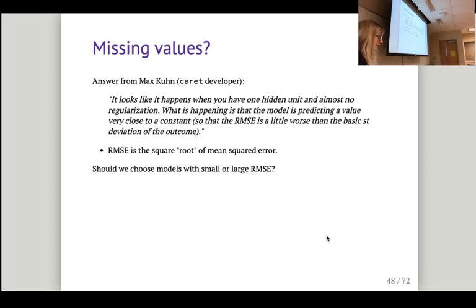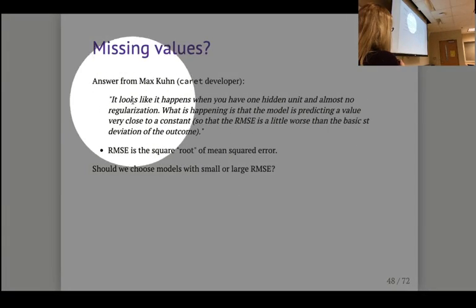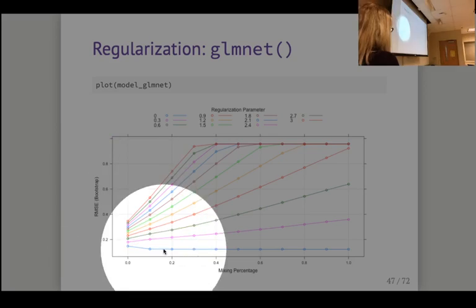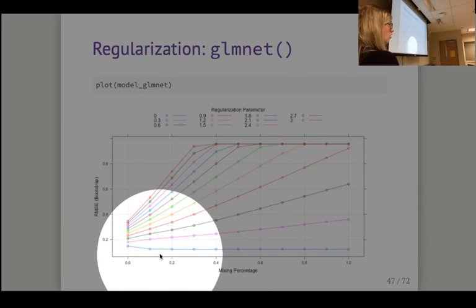Those NAs, I did a little bit of digging because those happened fairly frequently for me. And this is the response that came directly from the caret developer. So what's happening here is you have one hidden unit in the model, so one variable in there. What was that? I'll have to look back and see what that was. But almost no regularization. So almost no regularization, regularization parameters, these are very low where that's happening.